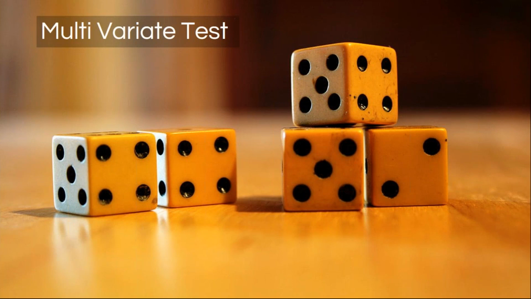So you create a different variation with a different combination of things that has changed, and you test out what is the best combination that will give you the expected result.